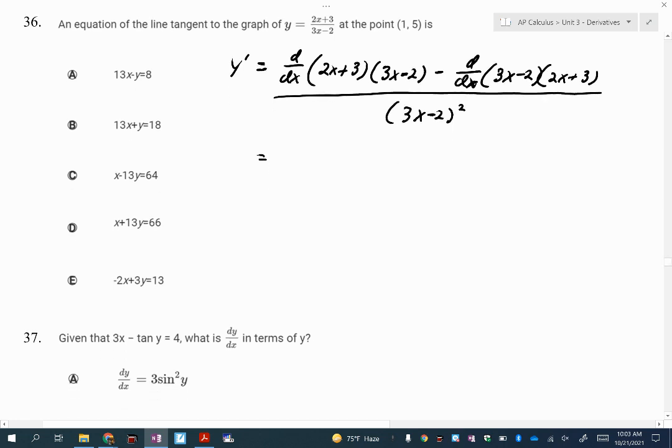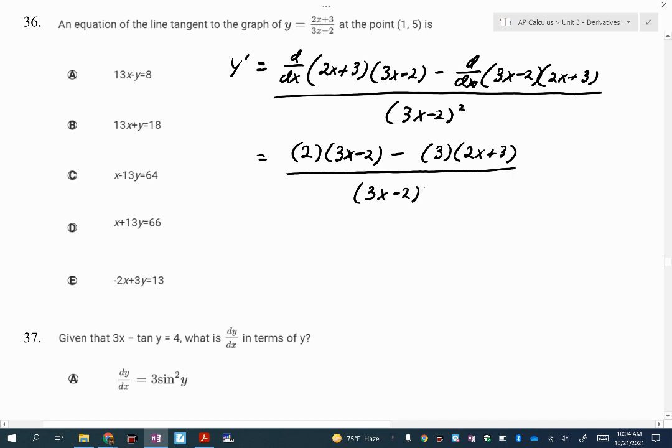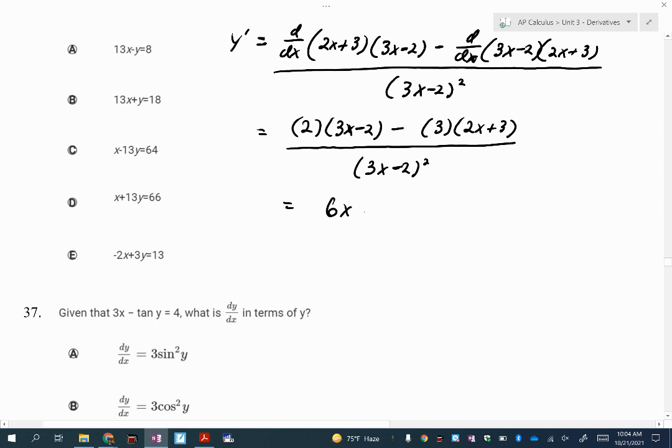Okay, the derivative of 2x plus 3 is just 2. The derivative of 3x minus 2 is just 3. All over the denominator squared. So 2 times 3x minus 2 is 6x minus 4. Distribute the negative with the 3. Minus 6x minus 9.